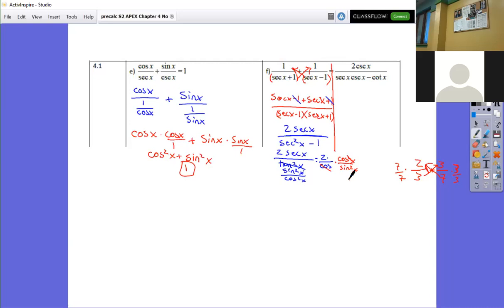2 cosine x over sine squared x. Well, what is cosine over sine? Cotan, right? So I can take one of these cosines and sines, and I get 2 cotan x over sine of x. That's all I can do with that side. Does it look like the other side? Nope. So now we're going to work the other side.